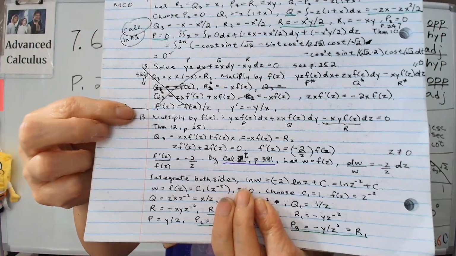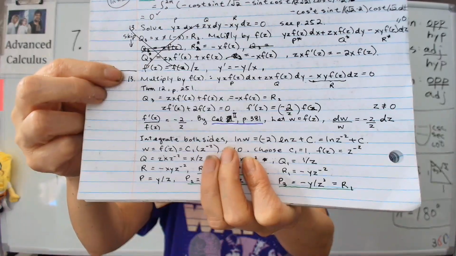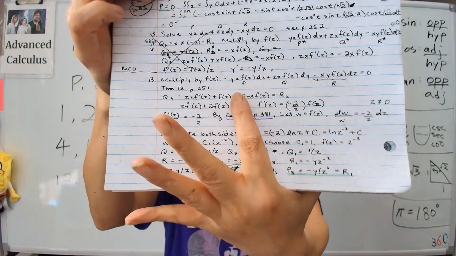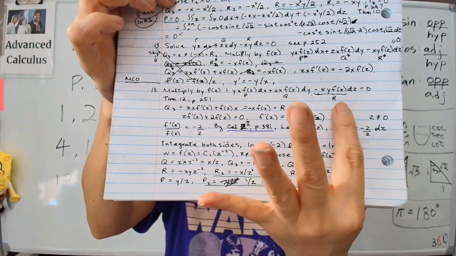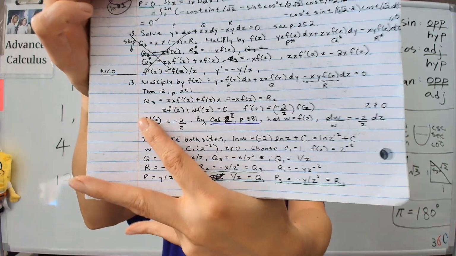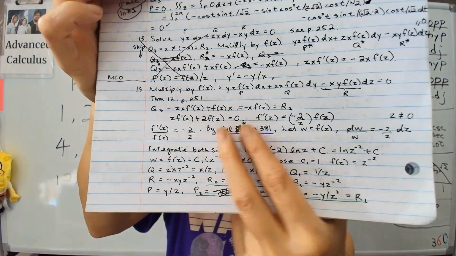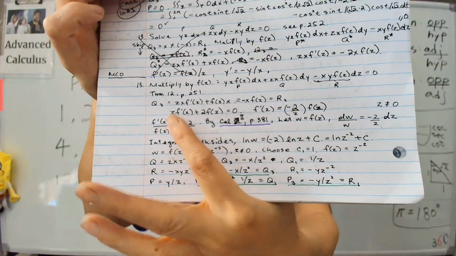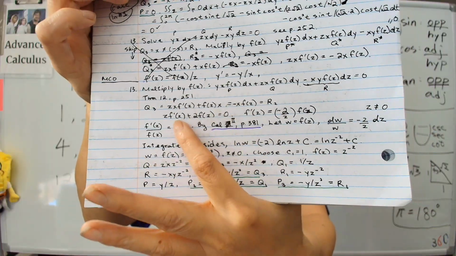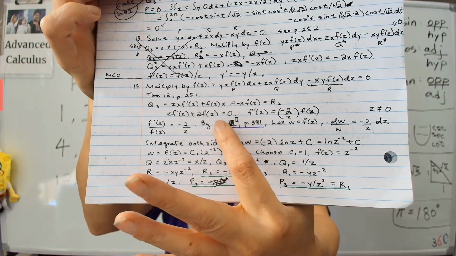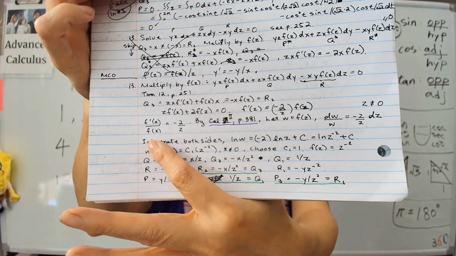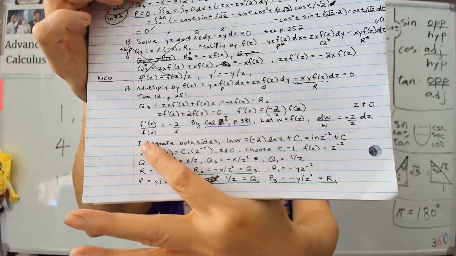Okay, so let's multiply by f of z. So that thing is P, and that's Q, and that's R, and we need Q3 to be equal to R2. That will give us some kind of equation. This is a differential equation, which ends up being something like this when we beat it around a little bit.